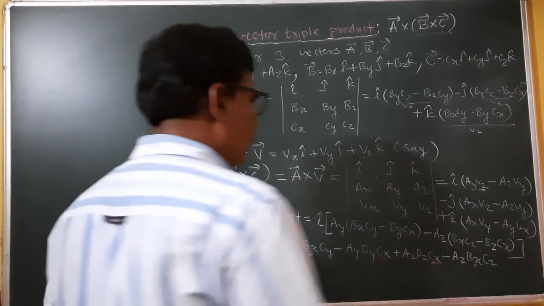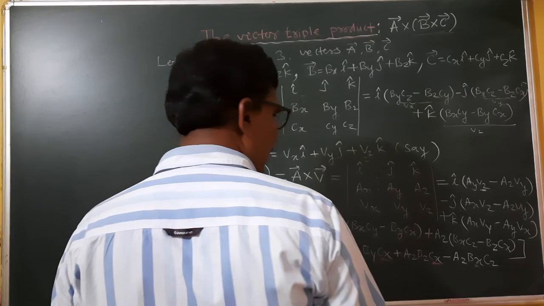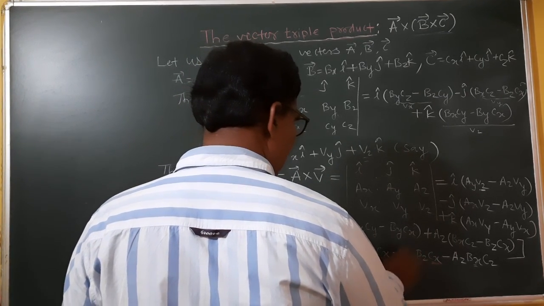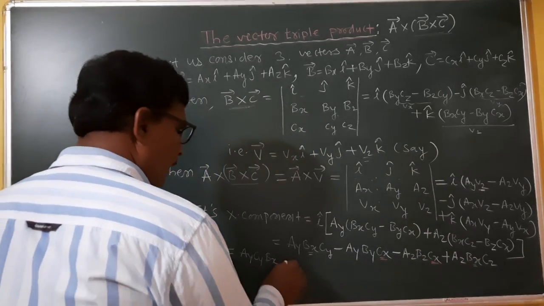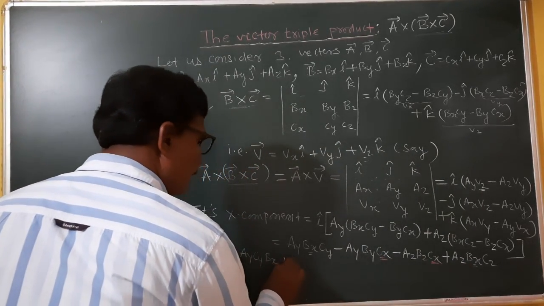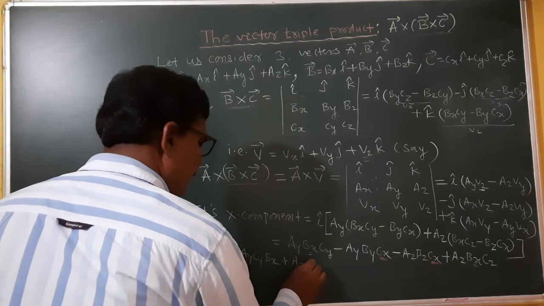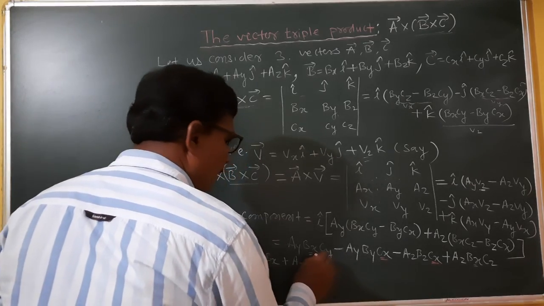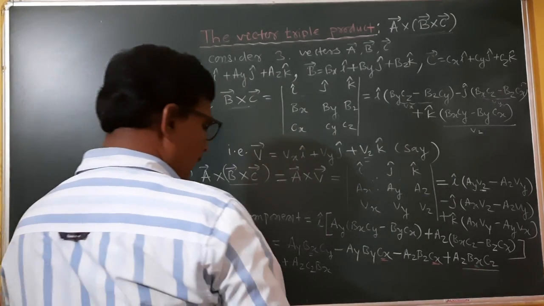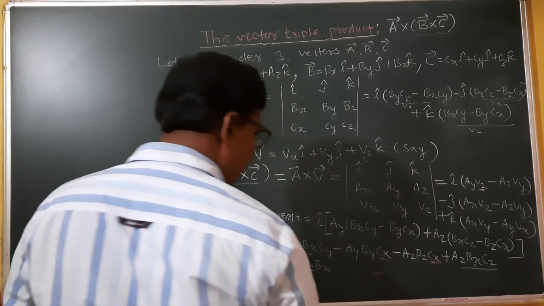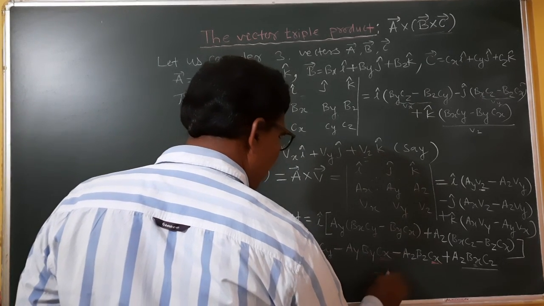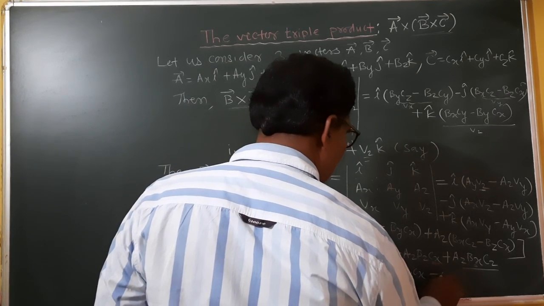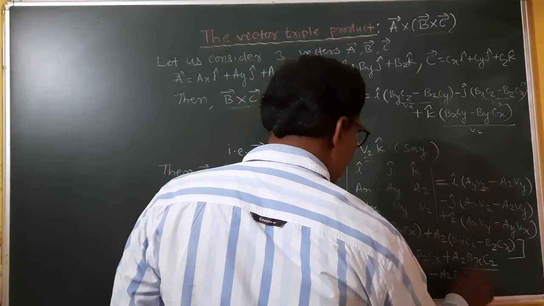Because of the minus sign at both places, plus will come, and because of the plus, Dx minus and here we have plus, so write this term plus Az Cz Dx. This is first one, this is second one, and then we have a minus sign. One term is Ay By Cx minus Az Bz Cx.